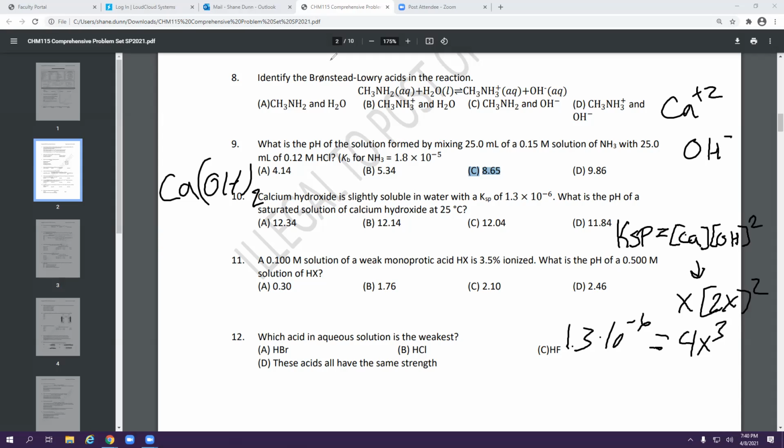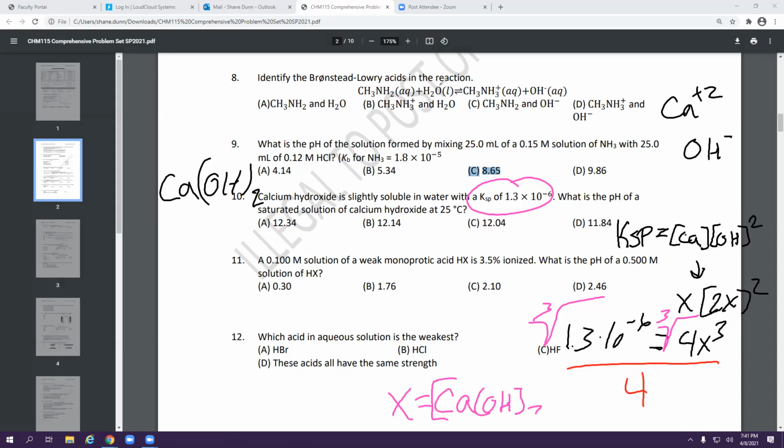So how do I solve for X? What do I have to do? I'm going to divide by 4. Then what? Take the cube root. And I got X. Does that make sense? We're solving for X because we're given Ksp. We're looking for the concentration of calcium hydroxide. So what does X equal after doing all that work?